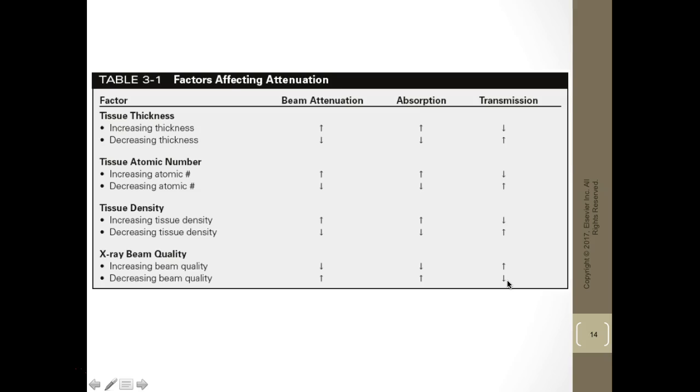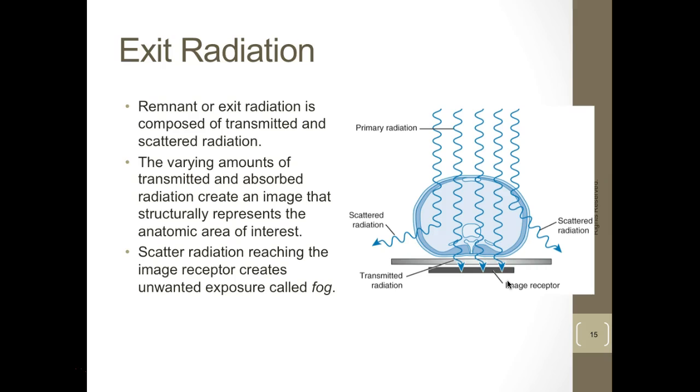So that's what this up and down chart represents when we're talking about the subject and how it affects the image. So exit radiation, when we talk about exit radiation, we're talking about the remnant beam.